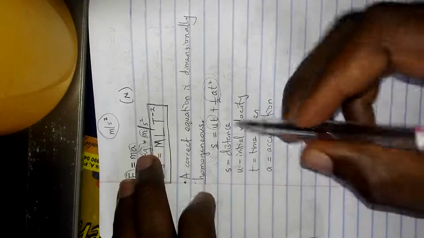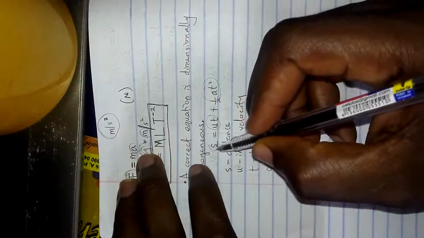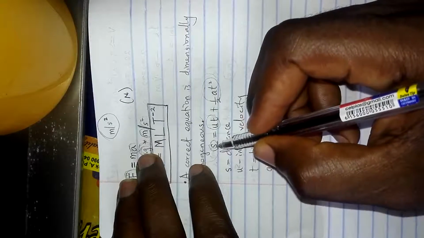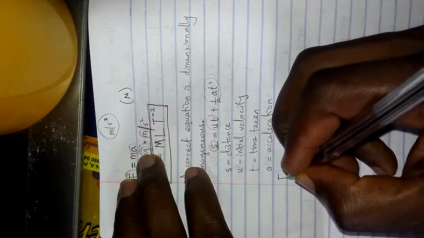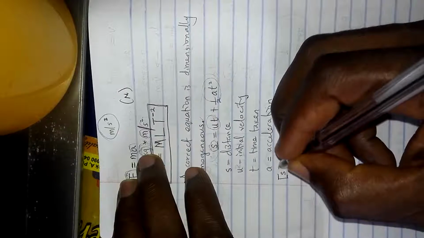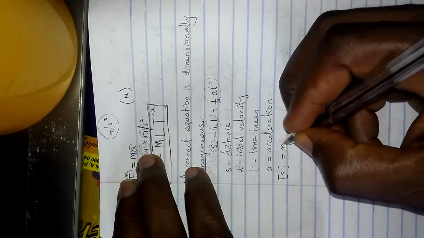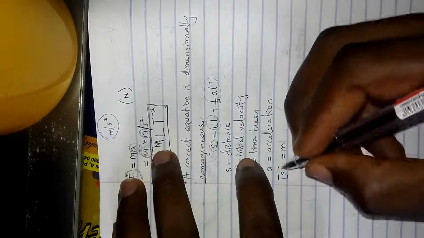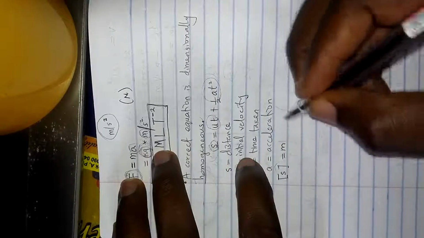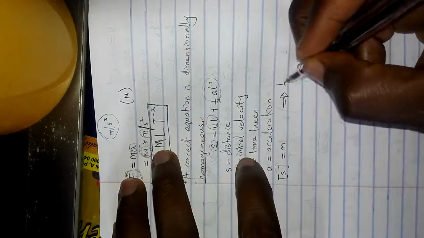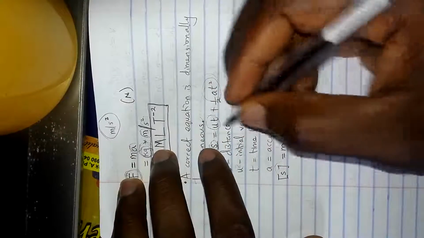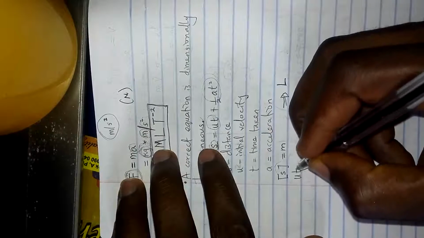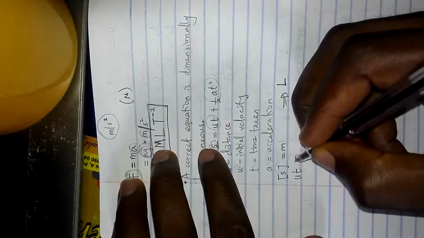Okay, so in this case, how will I do that? I know that S here represents a distance. So I know that the unit of a distance is meter. So I know that the dimension of this one is L. So I move to the next additive term. The next additive term is ut. So I'll find out what its unit is.